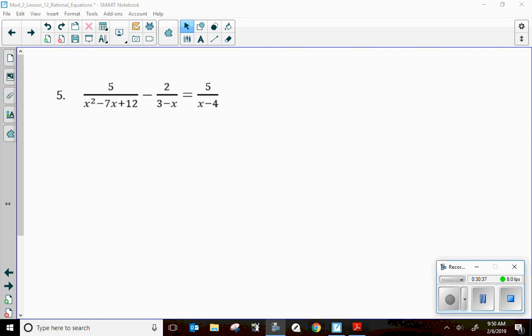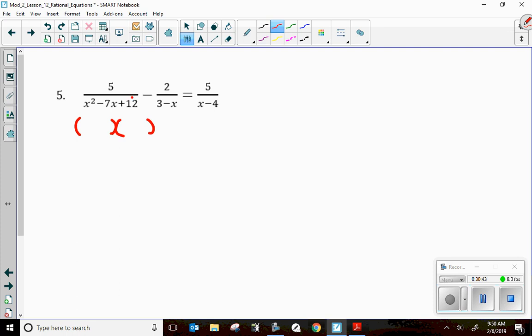All right, this is the last one, and we are going to factor everything we need to first. The only thing that I can factor is the bottom left denominator. 2 things that multiply to 12 that add to negative 7. Okay, it's x, it's x. It is going to be negative 4 and negative 3.